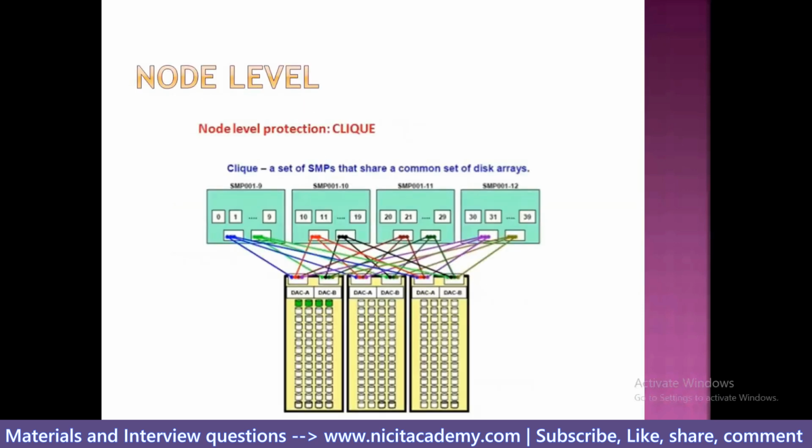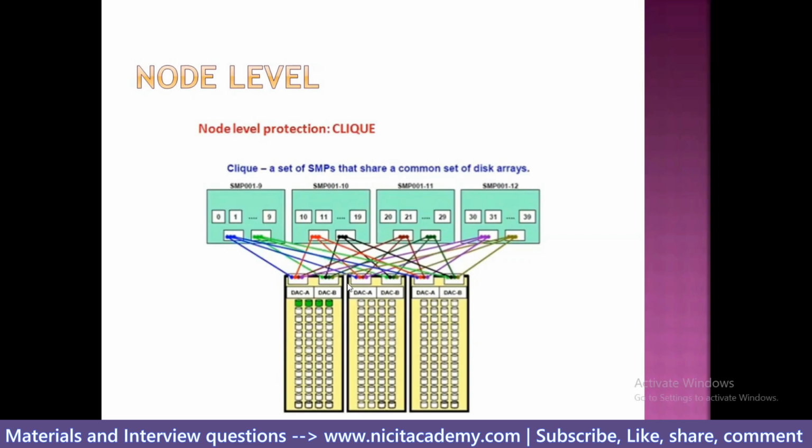Next one is the node level. At node level we will use the clique. I told you that there will be node 1, node 2, node 3. It's a cluster, a horizontal way of storing the data, correct? So one SMP will have different nodes. One SMP has node numbers 0, 1, 2, 3 up to 9 nodes.